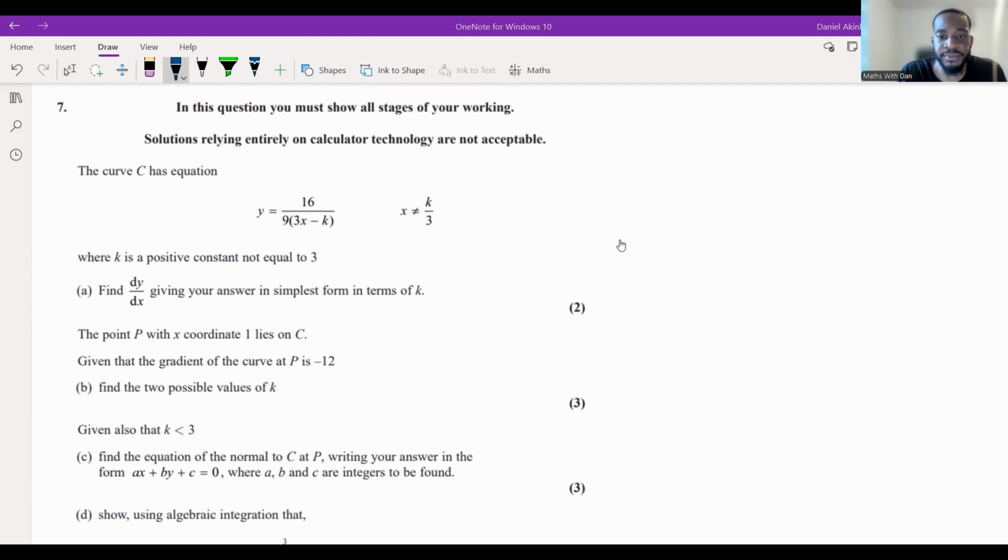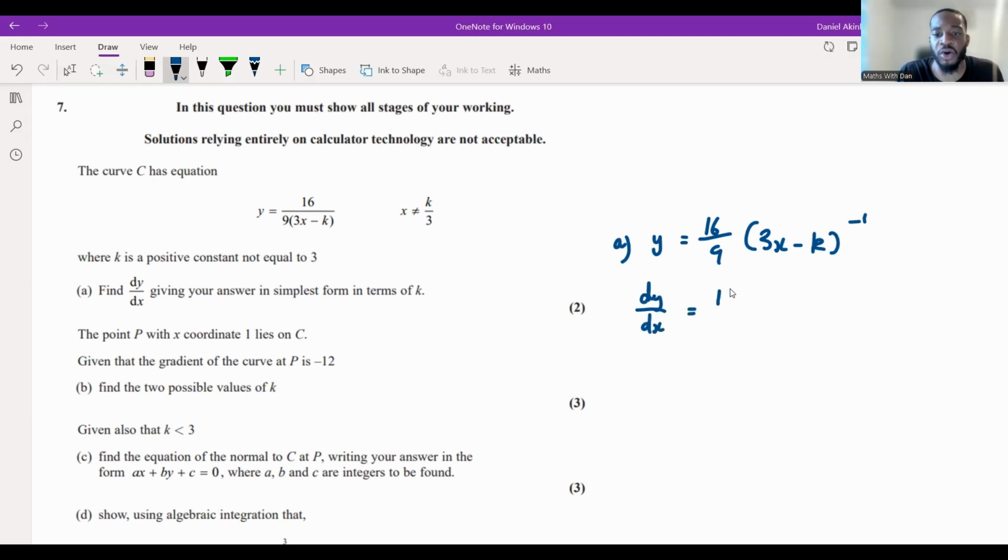So part A, what I'd want to do first is rewrite this algebraically. Now that 16 divided by 9 I can take out, that's just a constant, right? And then it's 1 over 3x minus k, isn't it? So I can actually write this as (3x minus k) to the minus 1. Do you guys agree? Yeah. So now I'm going to differentiate.